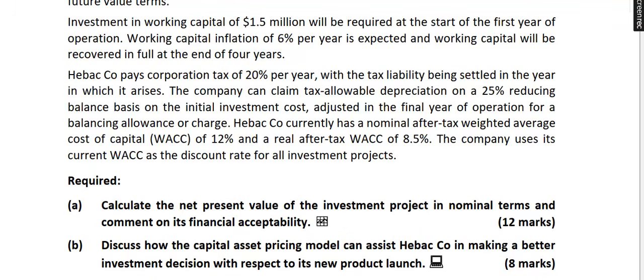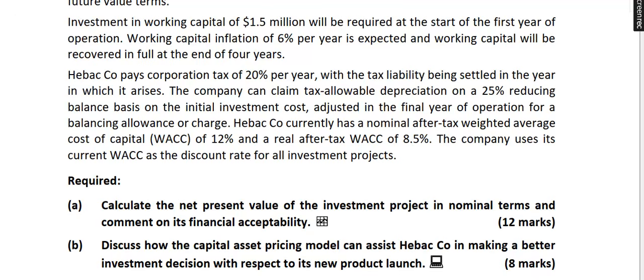Hebert company pays tax of 20% per year, with the tax liability being settled in the year in which it arises. So we'll be paying tax in the same year. The company can claim tax allowable depreciation on a 25% reducing balance basis on initial investment costs, adjusted in the final year of operation for balancing allowance or charge.